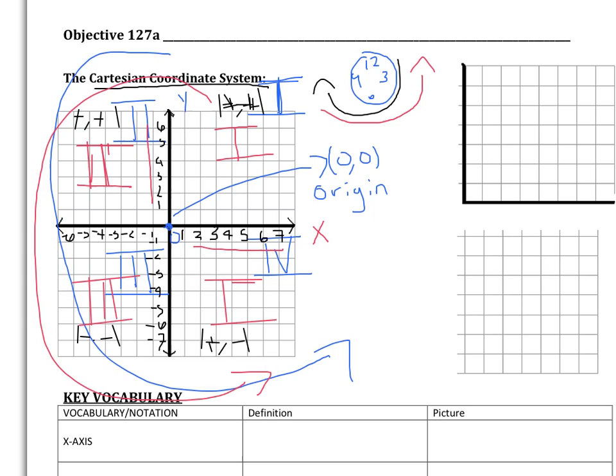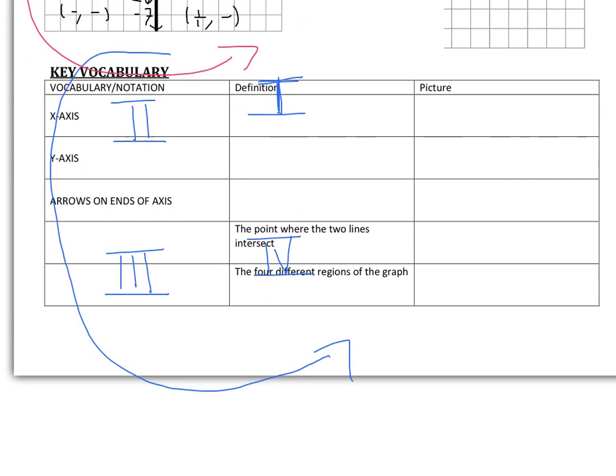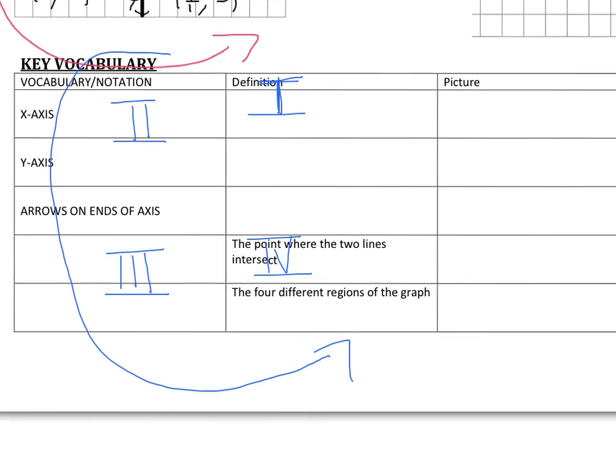Let's take a minute right now and fill in the vocabulary that we have below, just to make sure that we're on the same page. So we've kind of talked about these different things, but now let's fill it in together.